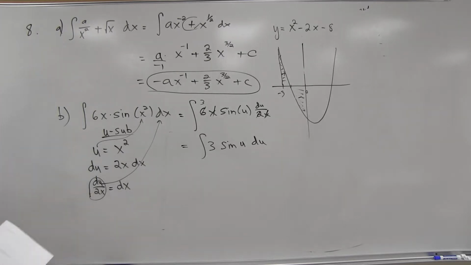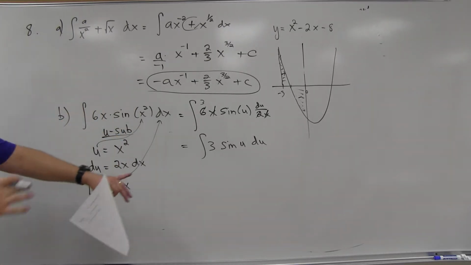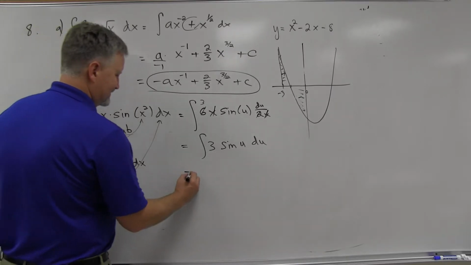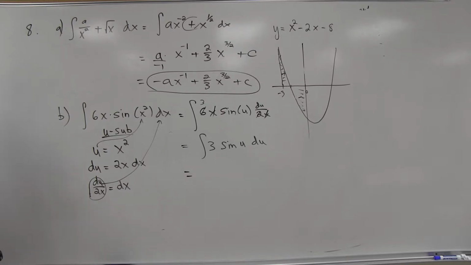This works because now we've gone from a product, something x times something x, to just one expression with u, 3 sine of u. And that's just a simple antiderivative. What's the antiderivative of sine? Negative cosine. Yeah, remember, the derivative of sine is cosine, and the antiderivative of sine is negative cosine.